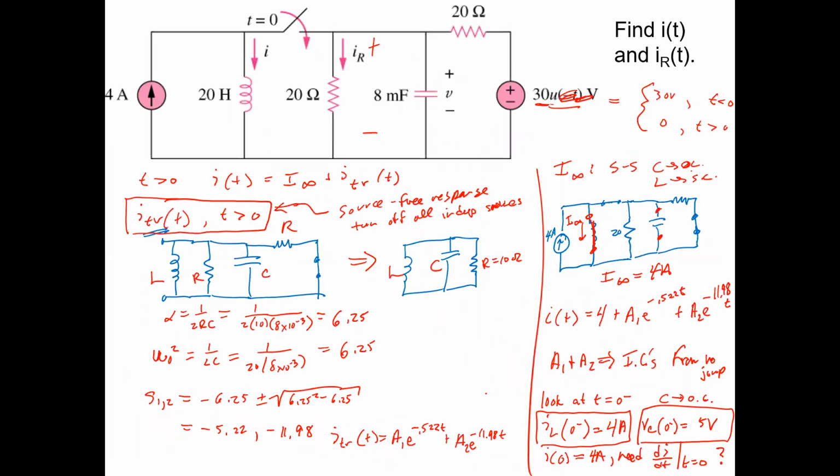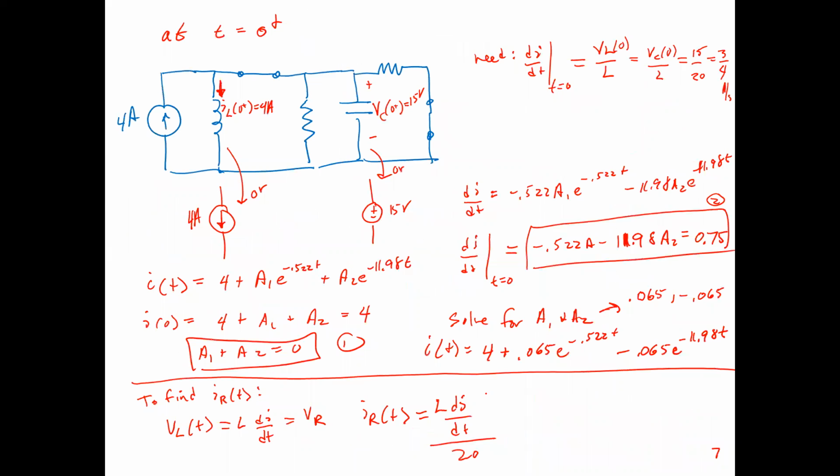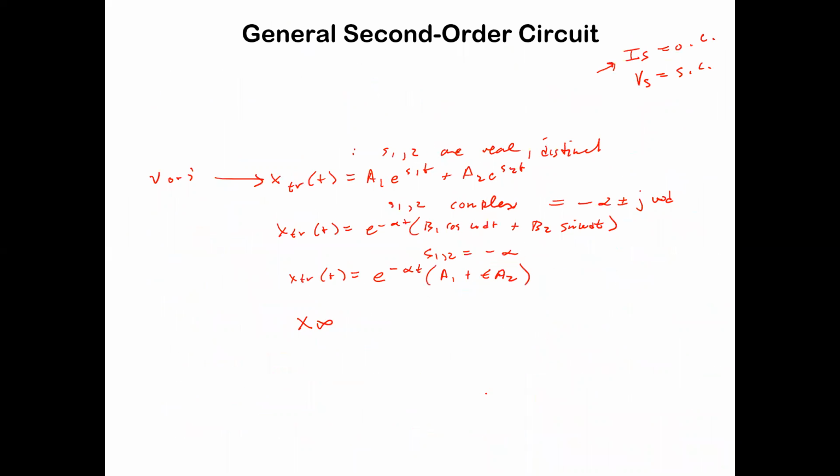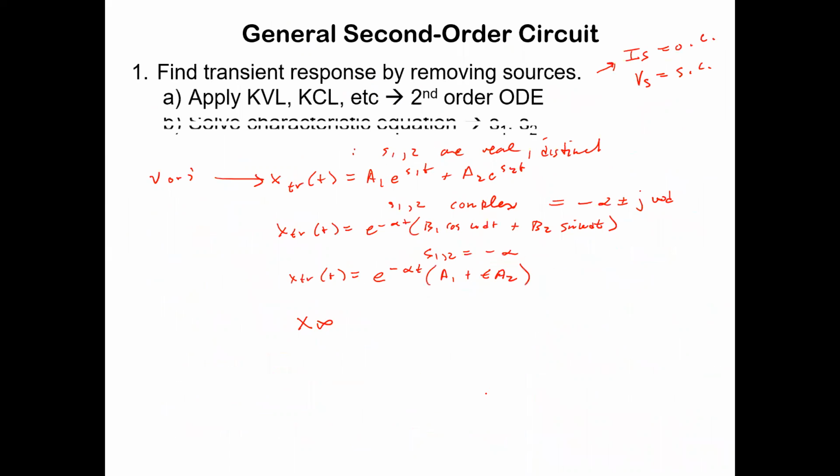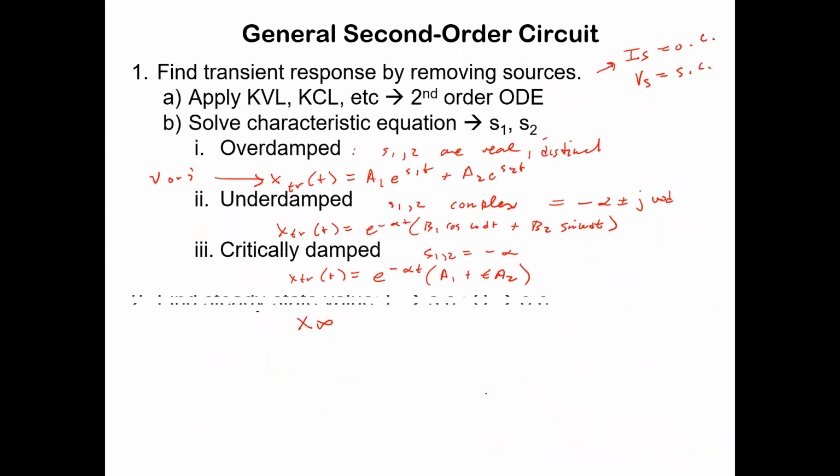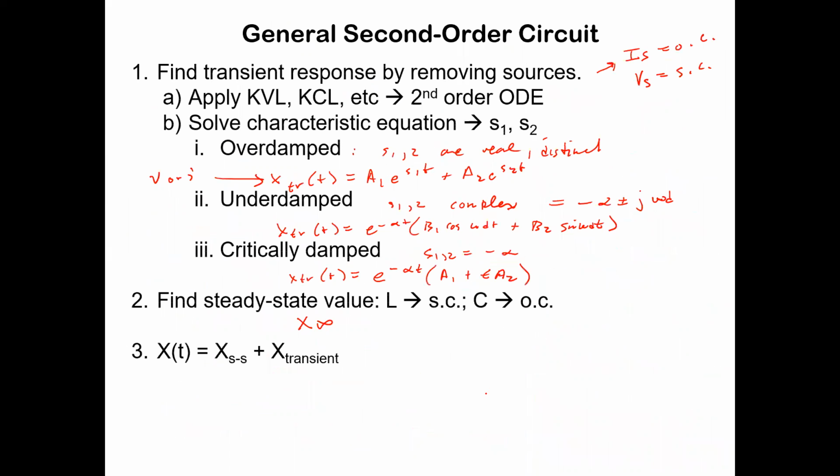And then, once you find I for a parallel or V for a series step response, you can find other circuit variables using differentiation or Kirchhoff's current law or KVL. So that's what it's like working with second order circuits. And then we looked at the idea of a general second order circuit. We went through all this yesterday.